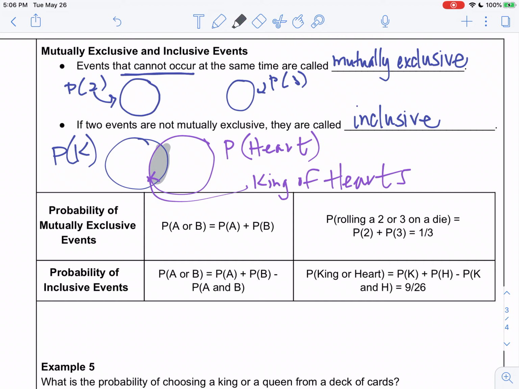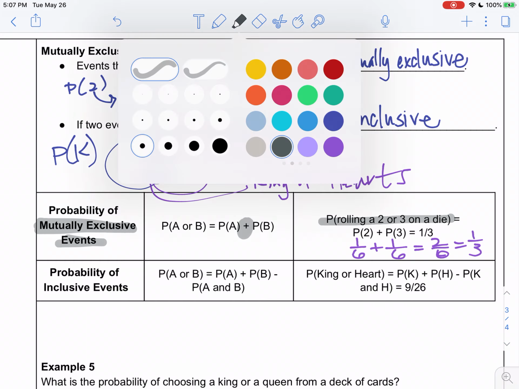If we're talking about the probability of mutually exclusive events, the probability of A or B is the probability of A plus the probability of B. So the probability of rolling a 2 or a 3 on a die: the probability of a 2 is 1 out of 6. The probability of a 3 is 1 out of 6. That's 2 out of 6, which is 1/3. We add up those individual probabilities if they can't occur at the same time.